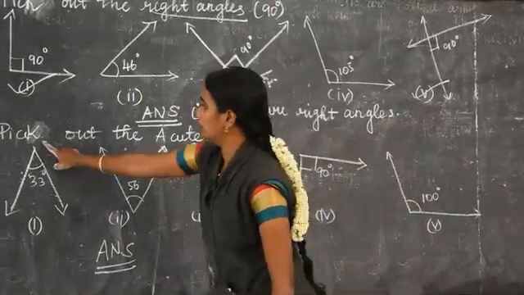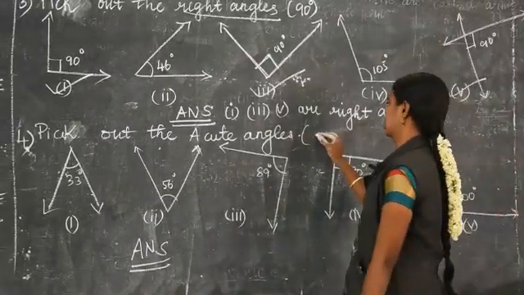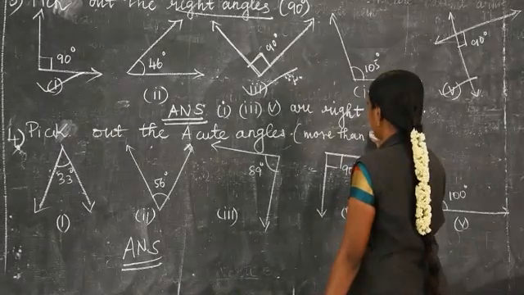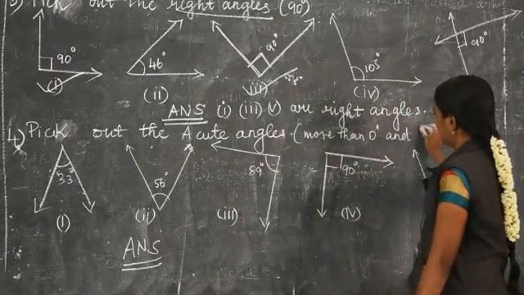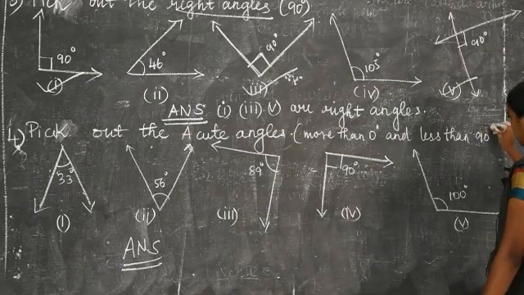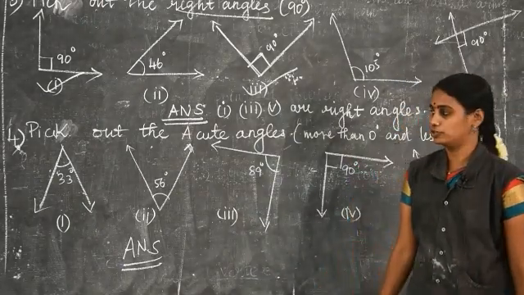Next question number 4. Pick out the acute angle. Acute angle means more than 0 degree, less than 90 degree. This we know very well. So wherever you find less than 90 degree, that is acute angle.